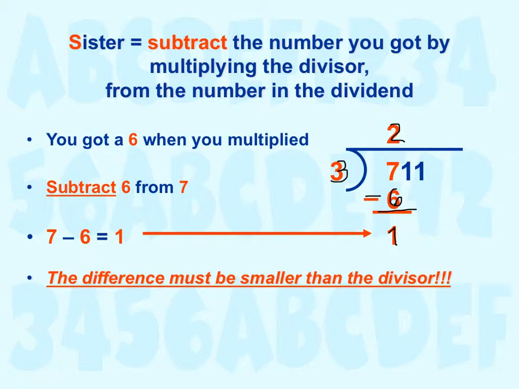The difference must be smaller than the divisor. So if this number had come out to be 3 or 4, then our answer up here in the quotient would be incorrect. So this number right here always must be smaller than this number. Otherwise, you've chosen the wrong number here.